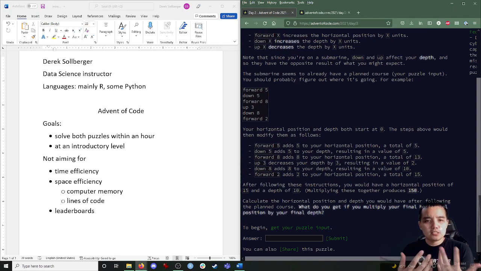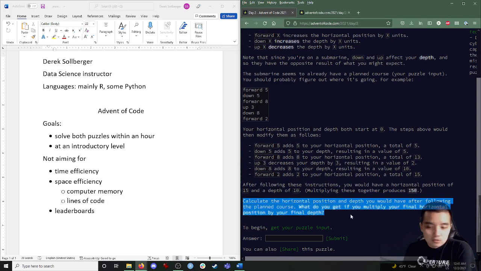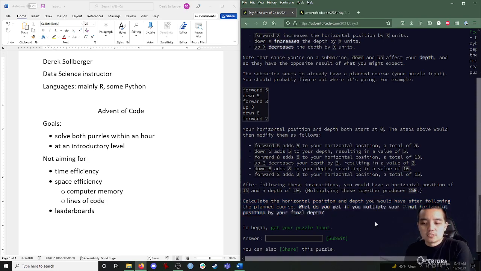What tends to happen with the way these puzzles are phrased from the folks who make these puzzles, it's easier for both us, the solvers, and the puzzle creators if the answer is just simply one number or one word. So that way we don't have to worry about things like spaces or punctuation. So even though we are talking about horizontal distance and depth, notice that there's going to be an emphasis on multiplying these two numbers together. So in particular, we're going to calculate the horizontal position and depth you would have after the planned course. The prompt says, what do you get if you multiply your final horizontal position by your final depth?